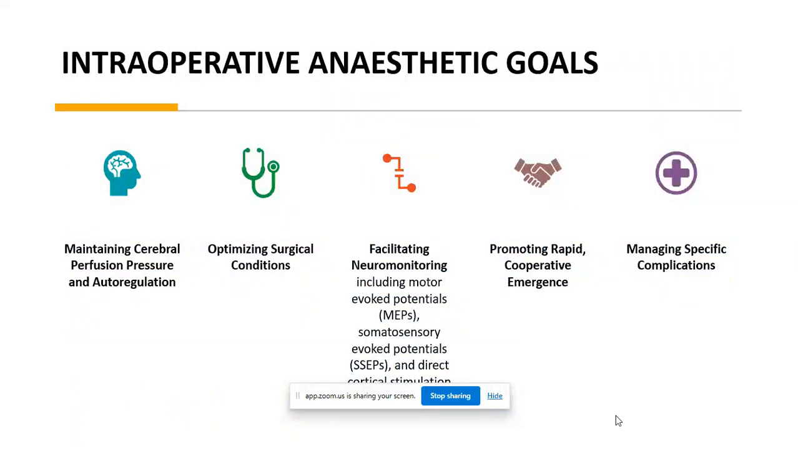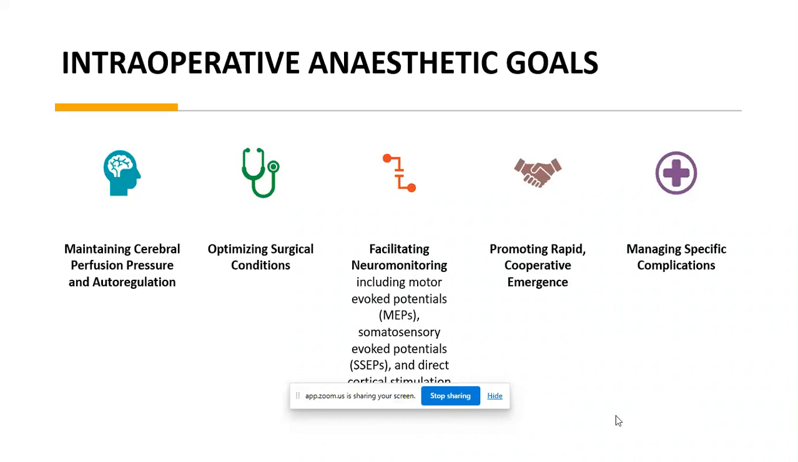So, in the intraoperative anesthetic goals for supratentorial tumors, we have to prioritize maintaining cerebral perfusion pressure and autoregulation. It means we have to ensure adequate blood flow to the brain tissue, which is achieved by carefully managing blood pressure, avoiding excessive increases or decreases in pressures, and maintaining a stable blood supply.